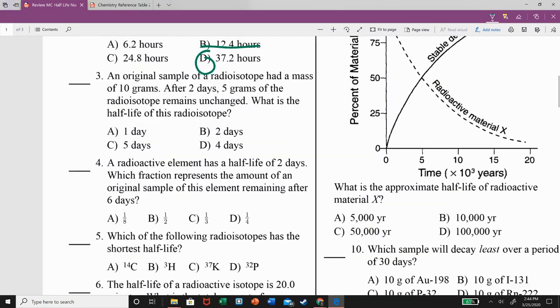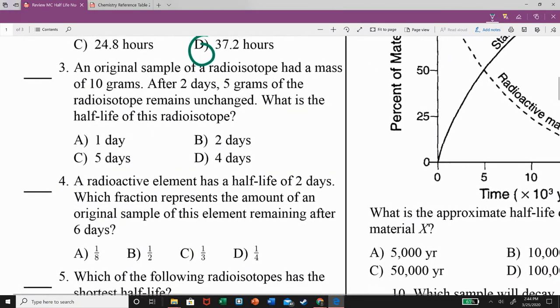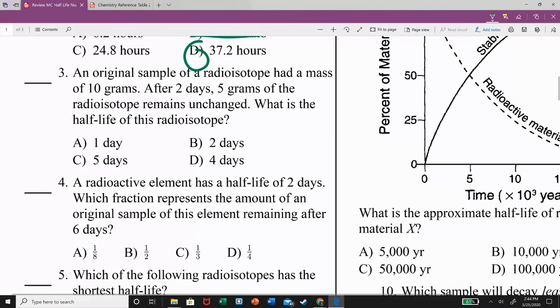All right, so an original sample of a radioactive isotope, I'm going to just move this up, and I'm going to go like this, so maybe I have some more space. All right, so an original isotope has a mass of 10 grams. After 2 days, 5 grams of the radioisotope remain unchanged. What is the half-life? All right, so for half-life, I'm going to set up a chart. You can go across or down. I like to go down. It doesn't matter. Across is fine as well.